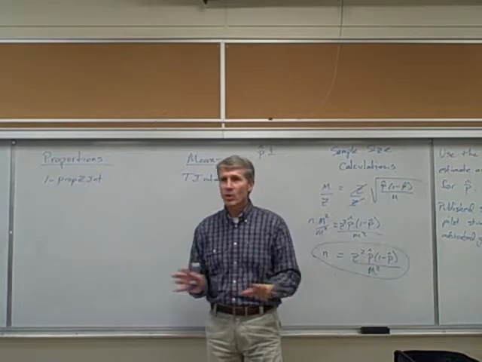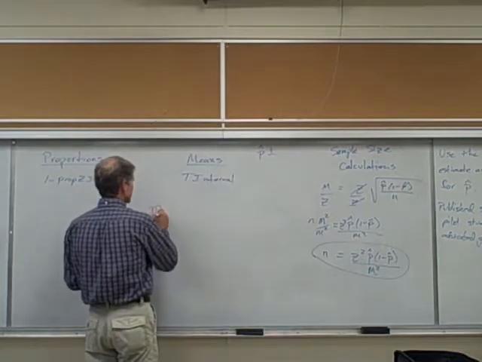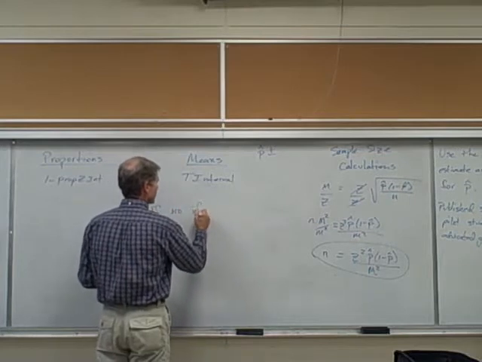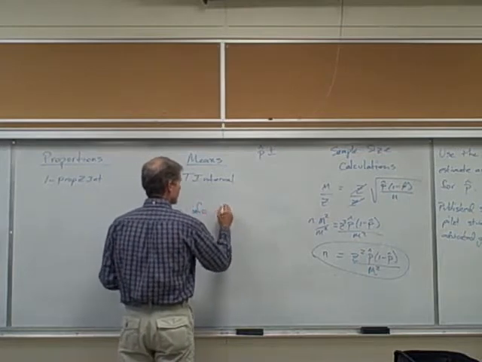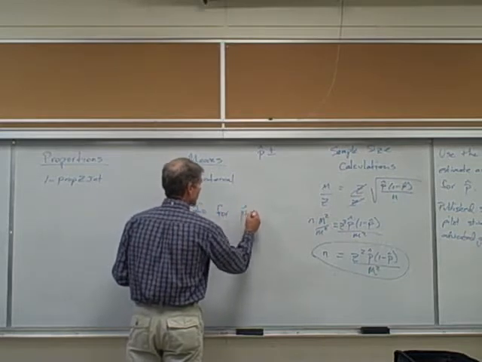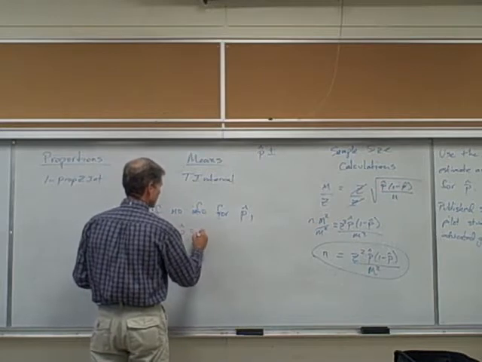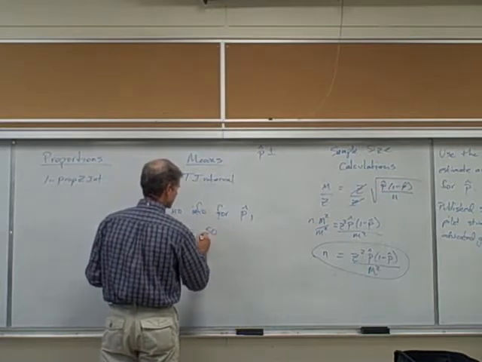If you have no previous information at all for p hat, use p hat equal 0.50.